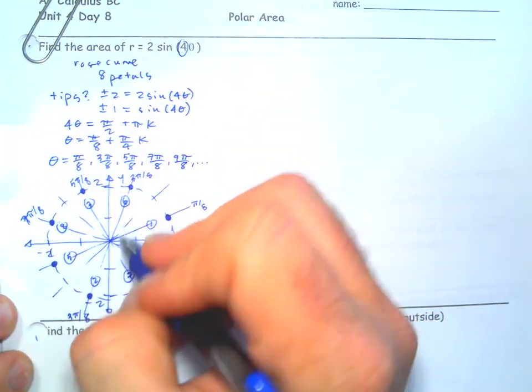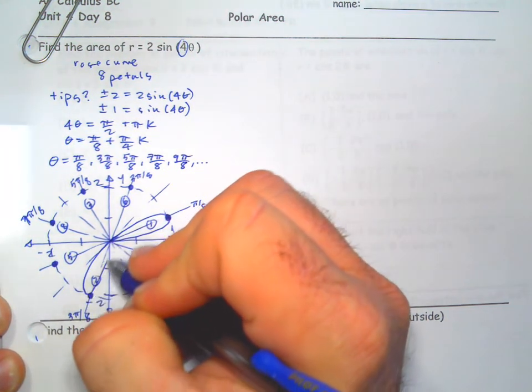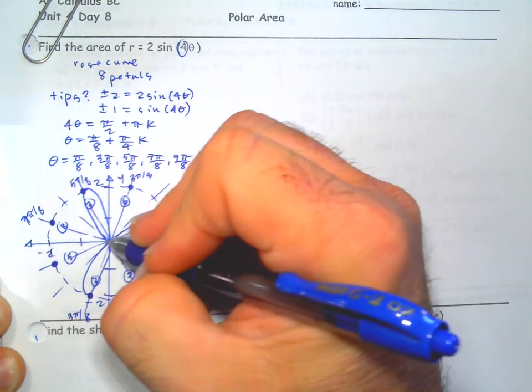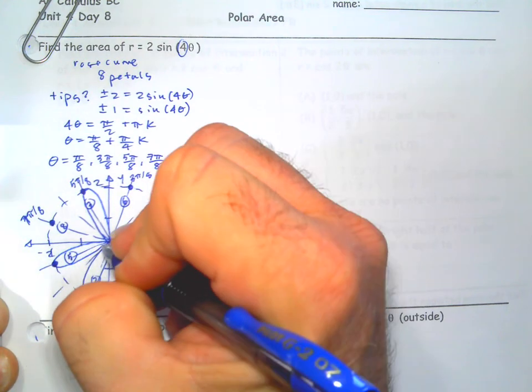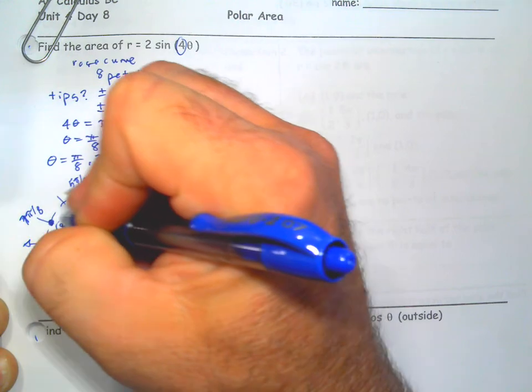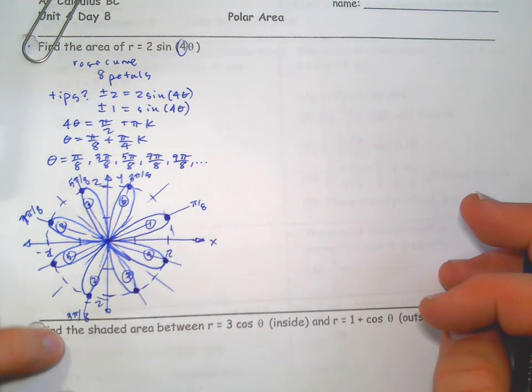So the graph's going to go like this. Goes like that. Goes like that nicely into the fourth petal, nicely into the fifth petal, nicely into the sixth petal, nicely into the seventh petal, nicely into the eighth petal. There we go. Getting good at drawing those rose curves.